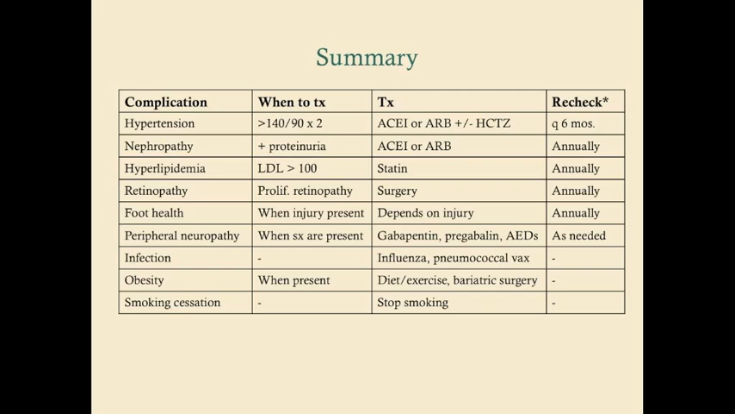For peripheral neuropathy, you're going to treat that when symptoms are present. So there's really no test we can use for peripheral neuropathy, except for, I suppose, if it's autonomic neuropathy. That's not peripheral neuropathy. But for peripheral neuropathy, you're going to treat them when symptoms are present. So the best drugs to use are gabapentin or pregabalin. And you can also use the anti-epileptic drugs like Tegretol or phenytoin.